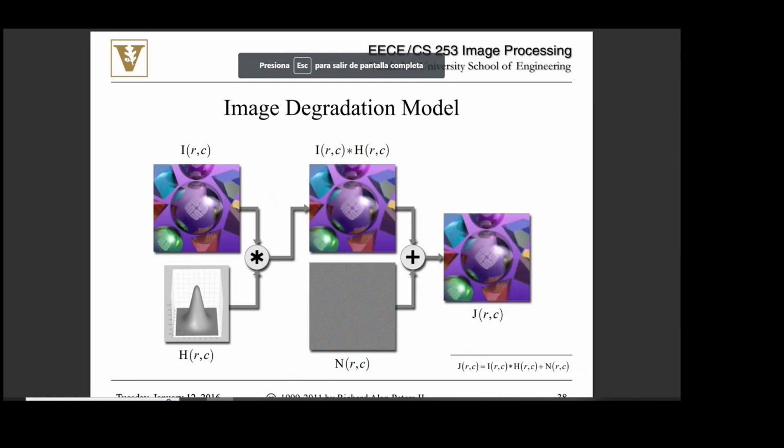This is another representation of that process. There is an ideal image that is convolved with the kernel. This is the convolution. And then there is some noise that comes in. This is a graphical representation of this equation here: the ideal image convolved with the kernel, plus noise. That is what you observe.